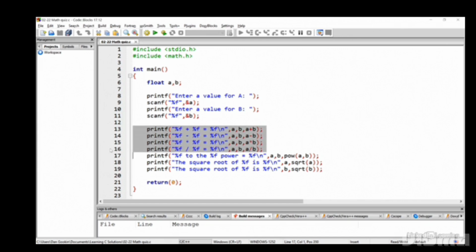Lines 13 through 16 display the mathematical calculations: addition, subtraction, multiplication, and division. The pow function is used at line 17 to obtain the power of base A raised to exponent B. Then two square root functions are required, one to obtain the square root of A, the second to obtain the square root of B. Let me run my solution.